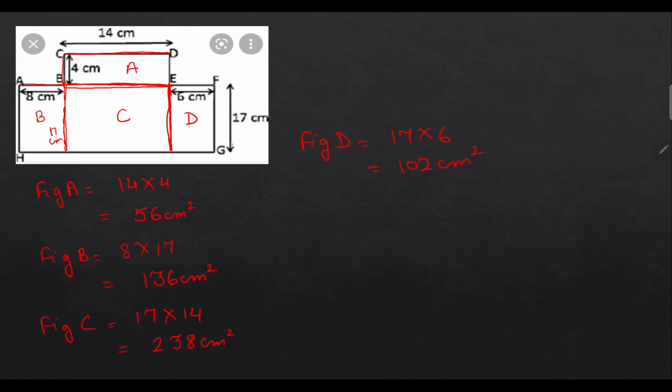Now we will add all the figures to find out the area of the full figure. So now you will add the total area. Total area is equal to 56 plus 136 plus 238 plus 102 centimeter square. After adding all these numbers, you will get the answer 532 centimeter square. This is the way you will solve figure based questions to find out the area of the given figure. Now let's try another question.